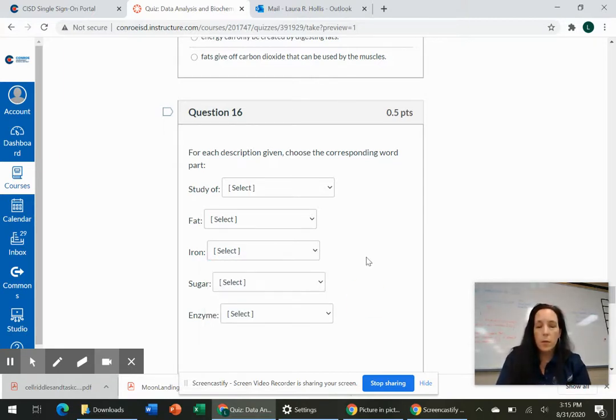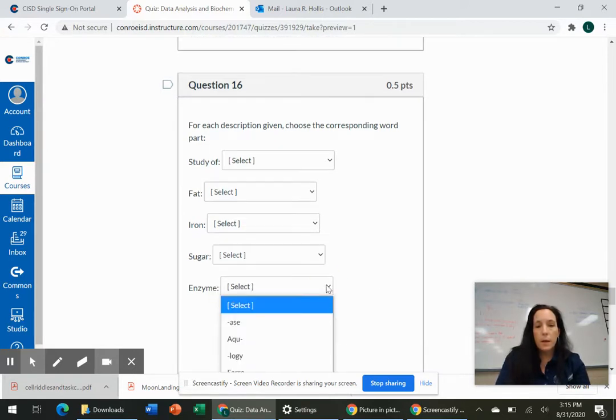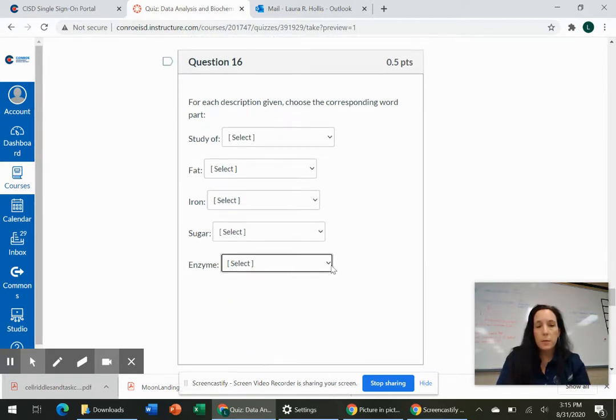I know today you could have used your notes and you can on your test tomorrow, but make sure you still know the information. Sugar is saccharum, and then enzyme is ase. Oops. Enzyme is ase. So those are just reading right off. Those are either just memorization if you can't use your notes, or just read off that chart in your unit handout.